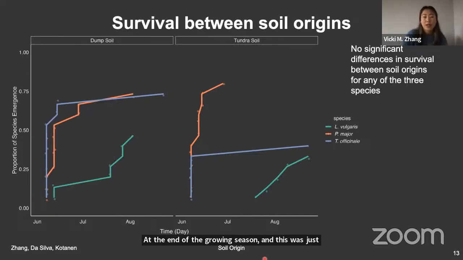This may be because all three species were transplanted out into the tundra, and so you see slightly lower proportions of species emergence compared to the boreal forest. We didn't have a common garden out in the boreal forest, but in any case, there was no difference.